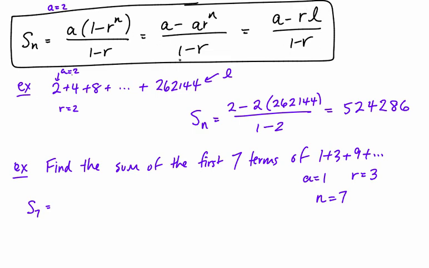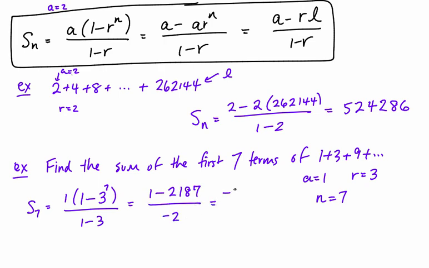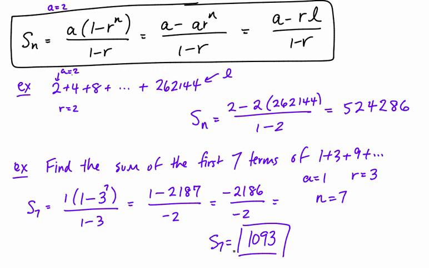I don't want this last formula, the one that has the last term in it. So I can use either of these first two. I'll use the very first one. So 1 minus the r value, which is 3, to the power of 7, over 1 minus 3. And 1 times anything, that doesn't really matter. 1 minus 3 to the 7th, that's a pretty big number. I think it's 2187. And this is minus 2, so you get negative 2,186 over negative 2, which is 1,093. Now, there's your sum of your first 7 terms.